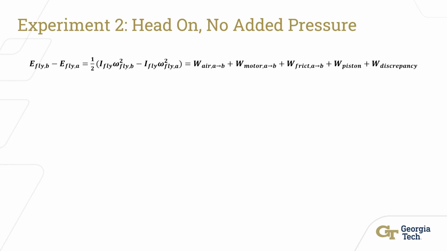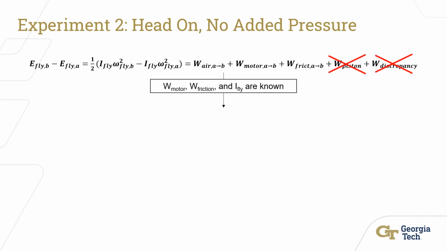Experiment 2 was focused on characterizing the work of the air. This was performed by placing the head back on the engine but not injecting any air. Note that the work of the piston and the discrepancy work are still assumed to be 0 for the reasons previously mentioned by Anna. Some other things about this analysis are that work of the motor, work of the friction, and inertia of the flywheel are already known from Experiment 1.